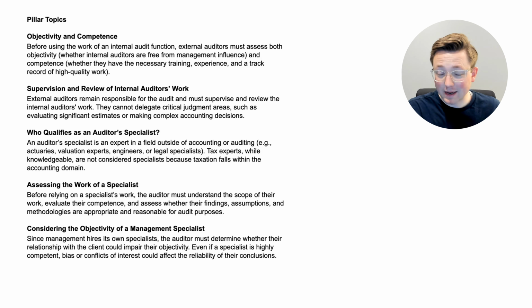Again, we focused mainly on internal auditors and specialists, but based on what you learned here, I feel like you could apply this to the work of pretty much most others that the external auditor is going to be using the work of. So I just wanted to point that out.